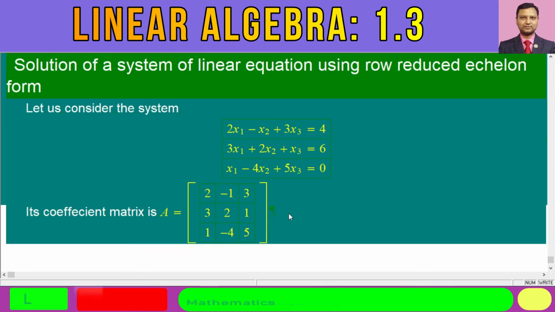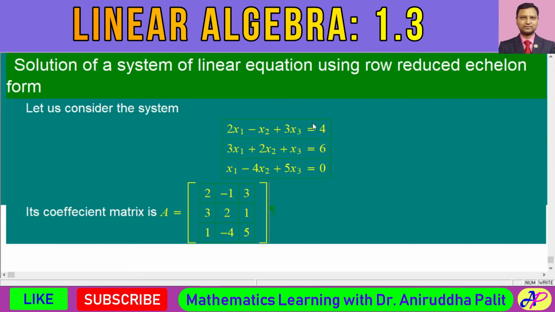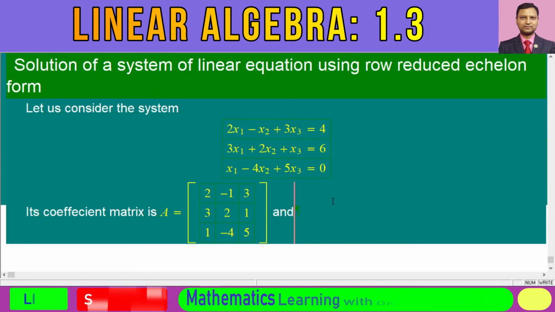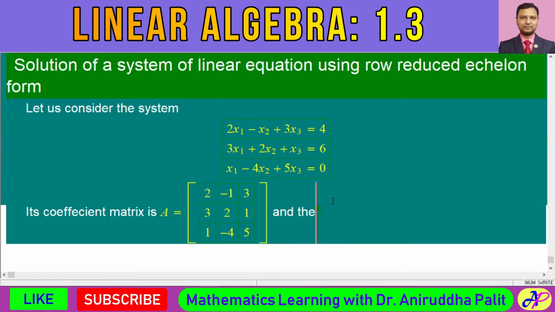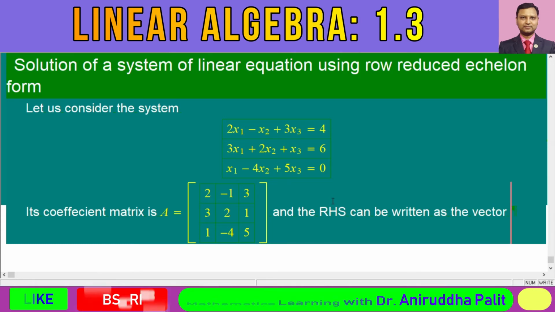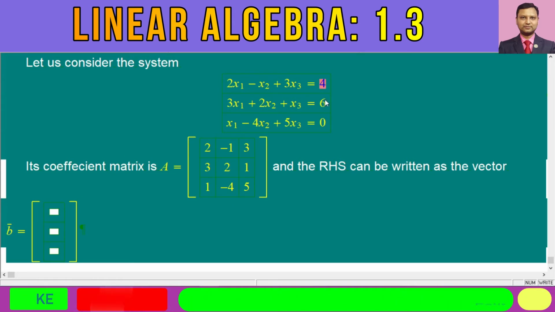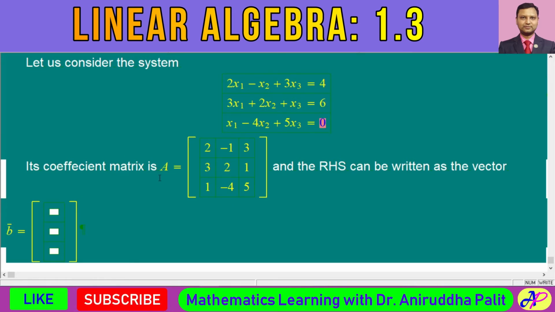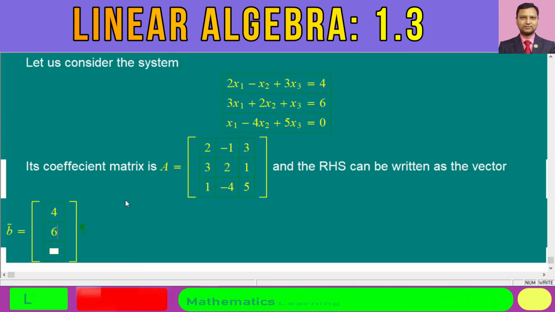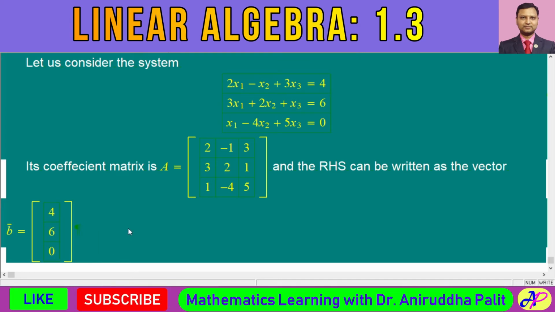And along with this matrix, if you consider the right hand side expression as this vector, say let us call it the B vector. B vector is equal to a column vector with these elements: 4, 6, 0. Okay, 4, 6, 0. All right.